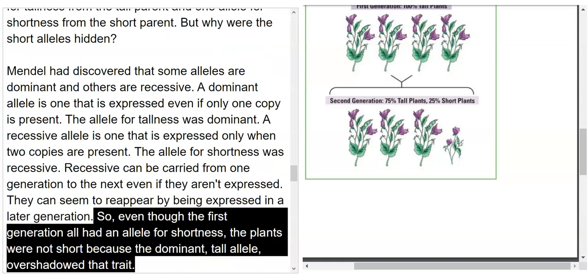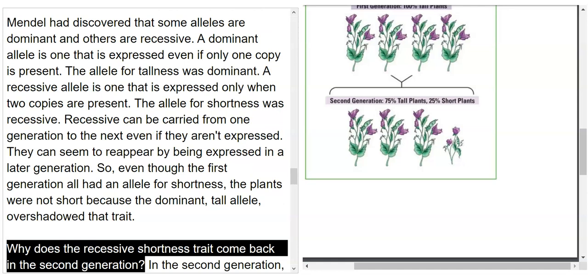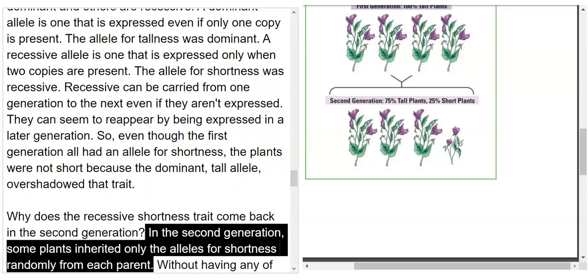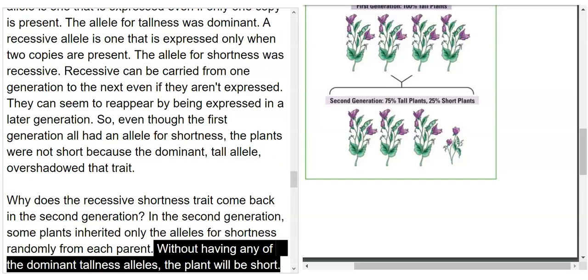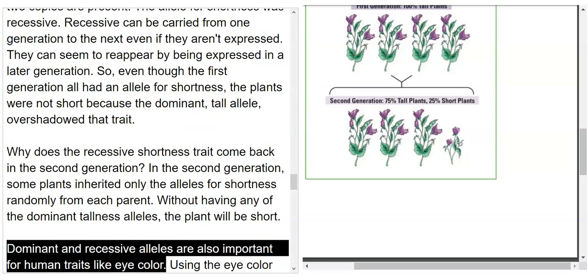So even though the first generation had an allele for shortness, the plants were not short because the dominant tall allele overshadowed that trait. Why does the recessive shortness trait come back in the second generation? In the second generation, some plants inherited only the alleles for shortness, randomly from each parent. Without having any of the dominant tallness alleles, the plant will be short. There you go.